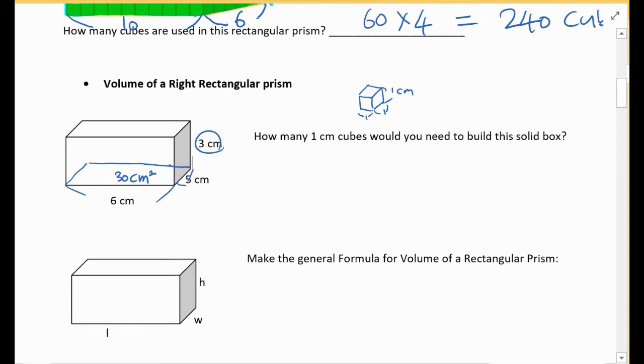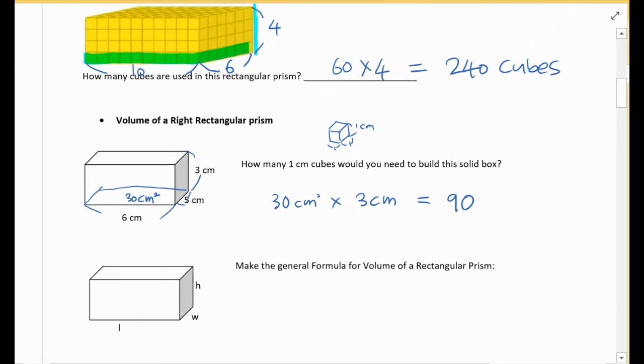And this is 3 centimeters, so we have 3 layers. So in total, 30 times 3. In total, 90 cubes in the solid box. The unit should be cubes because you're multiplying centimeter 3 times: 6 centimeters times 5 centimeters times 3 centimeters. So you're multiplying centimeter 3 times. So it's cubic centimeter.